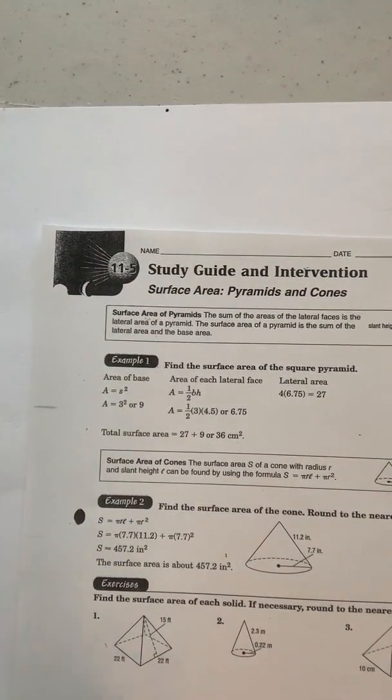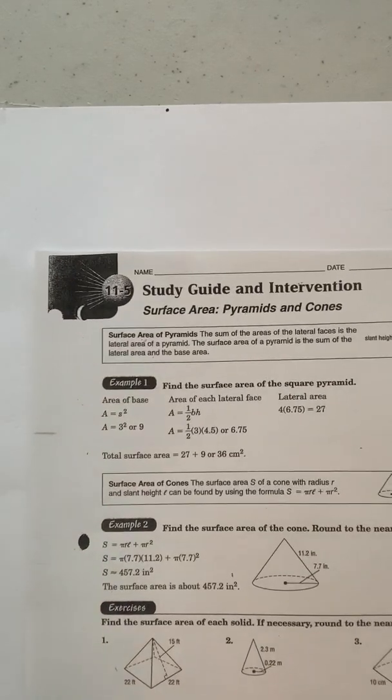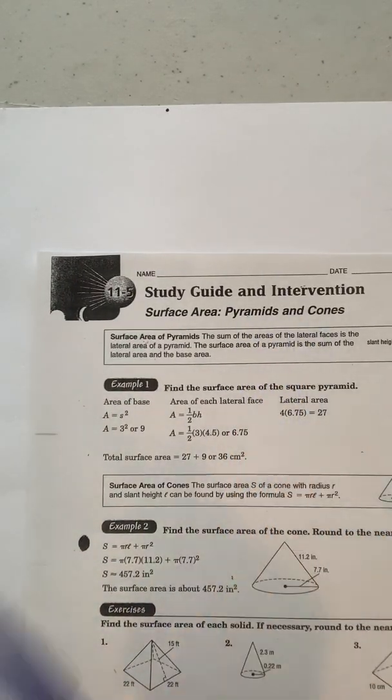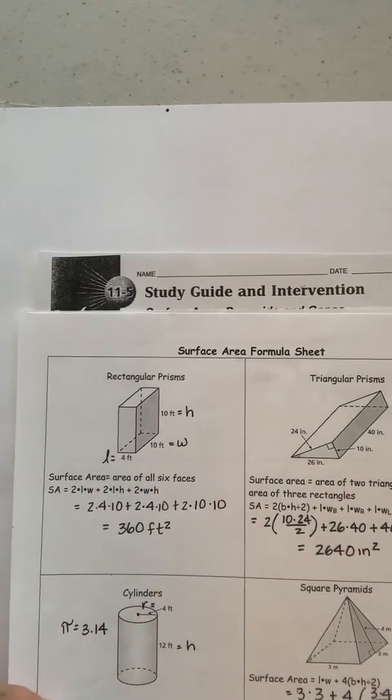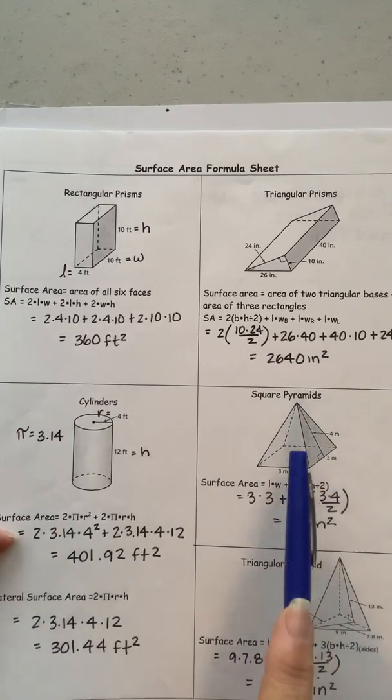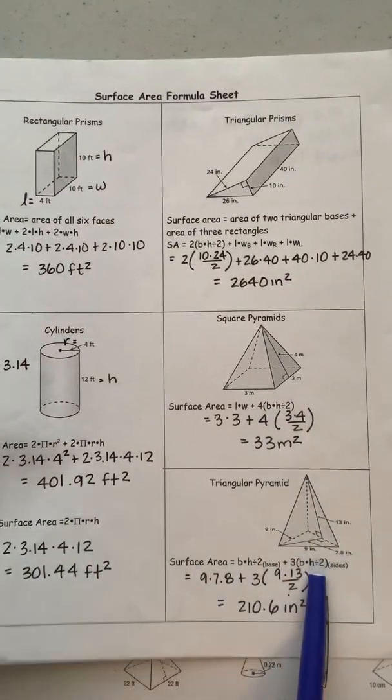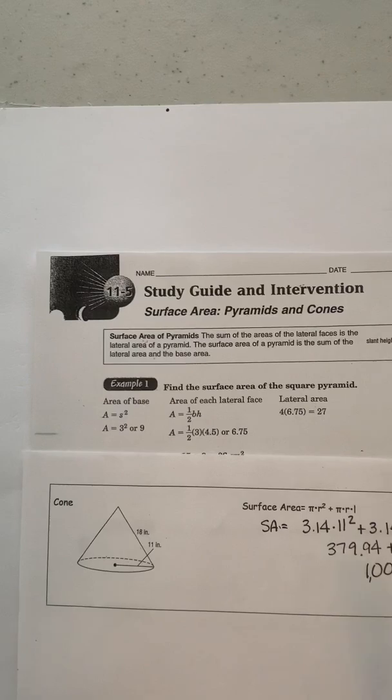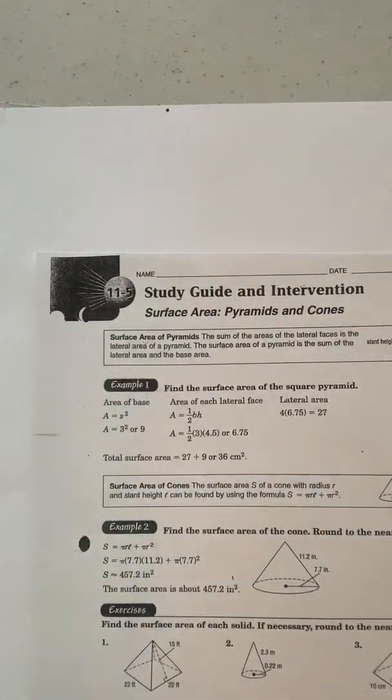Okay, 11.5 is surface area. We're going to finish up surface area for this chapter, pyramids and cones. Again, this formula sheet I'll attach. It's also attached on Monday's post. We're going to do the pyramids and the cone. So everything with a point. And we're going to cover the area for that.